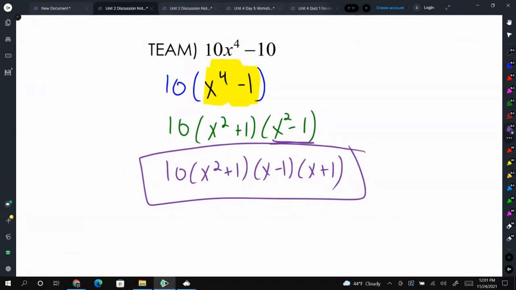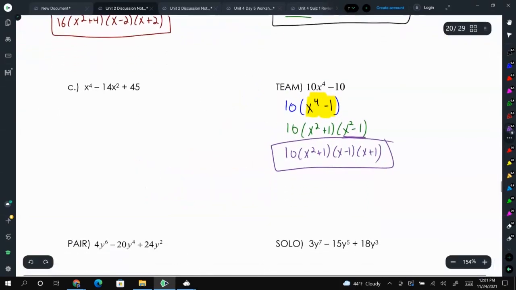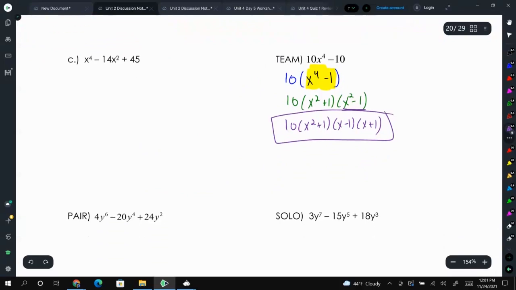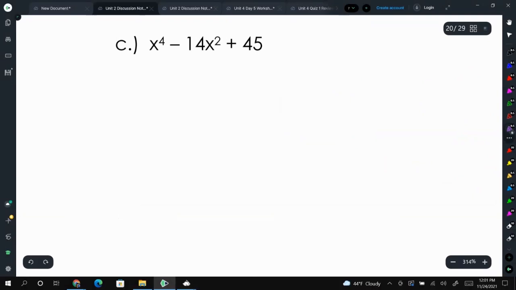So really knowing the difference of squares pattern, that shortcut, makes life a heck of a lot easier here. So I'm going to have you guys try the rest of these. Once you're done, unpause the video and we can compare answers.